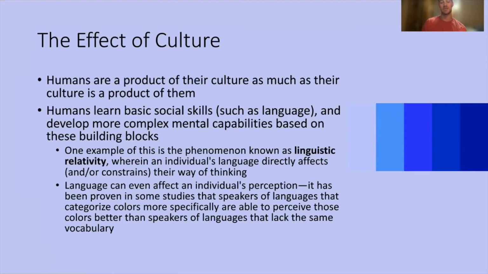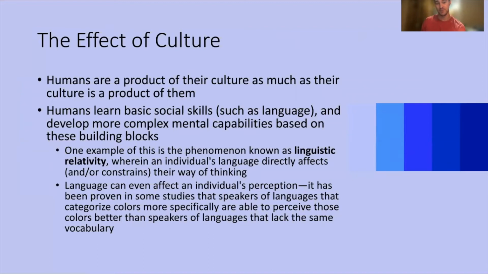So language can even affect an individual's perception. It has been proven in some studies that speakers of languages that categorize colors more specifically are able to perceive those colors better than speakers of languages that lack the same vocabulary. So I put this picture of blue over here. I believe one of the studies, or the most popular study, was done in Russian because, if I'm not mistaken, there are multiple words in Russian that mean blue. They're different shades of blue and they have actual names, whereas a couple of other languages don't have multiple words for different shades of blue.